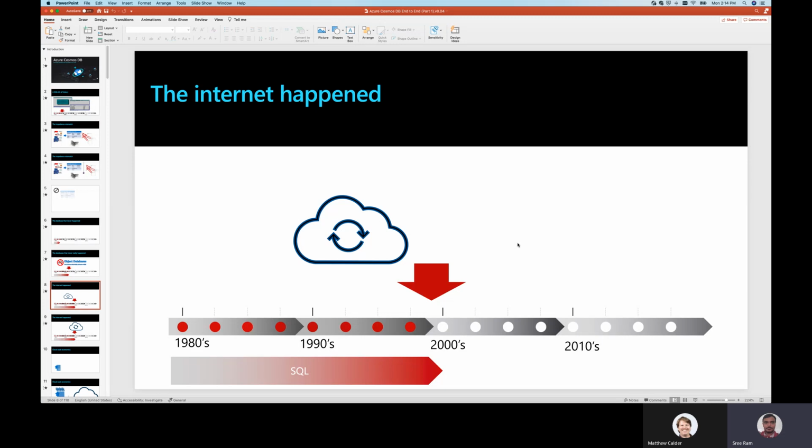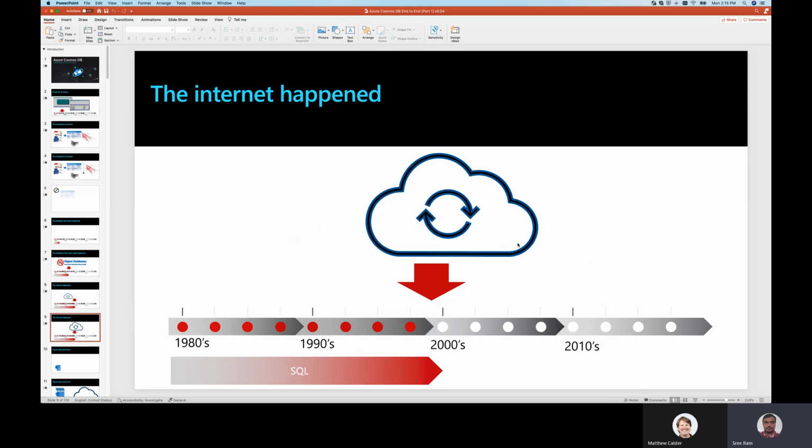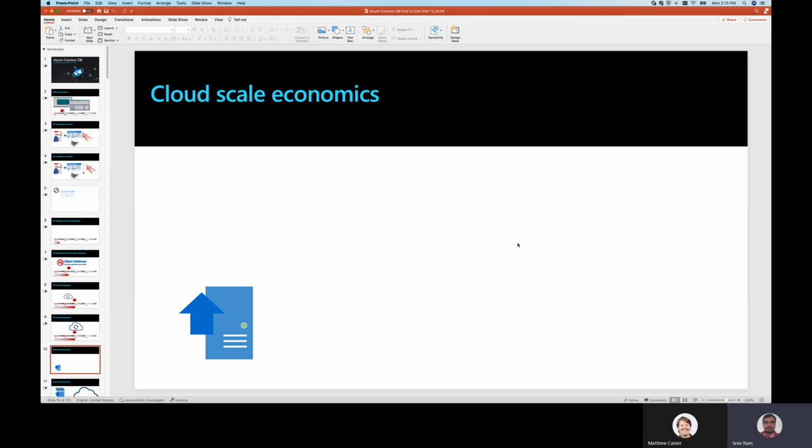Then an amazing thing happened in the 2000s. The internet happened, and with the internet, a lot of companies like Netflix, Amazon, they revolutionized the way that they deliver the content, they perform e-commerce and so on. So the relational databases gained much more strength because a lot of data needed to be stored, and that's where the data revolution started. And also, we started thinking about cloud scale economics.